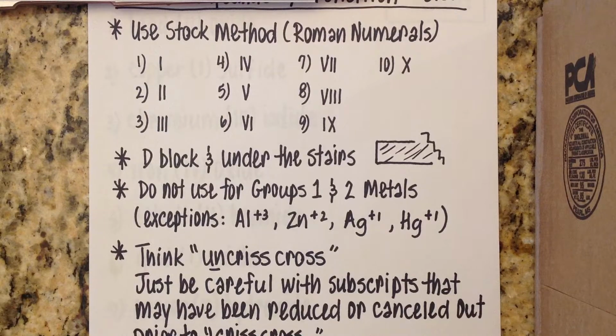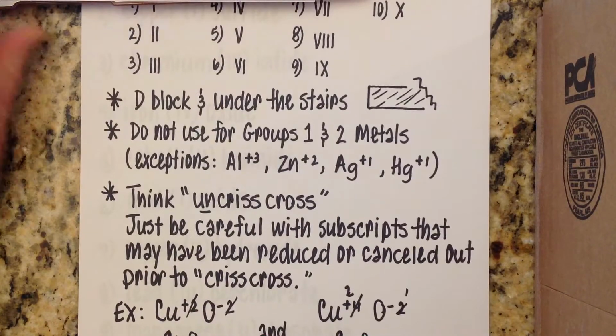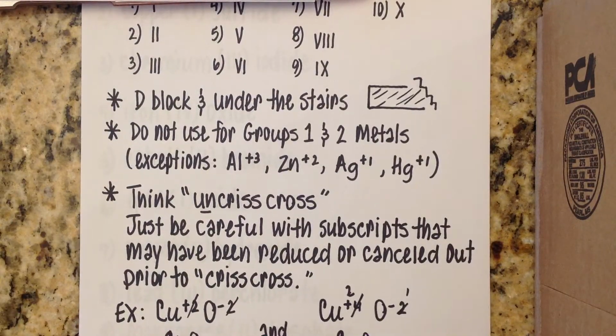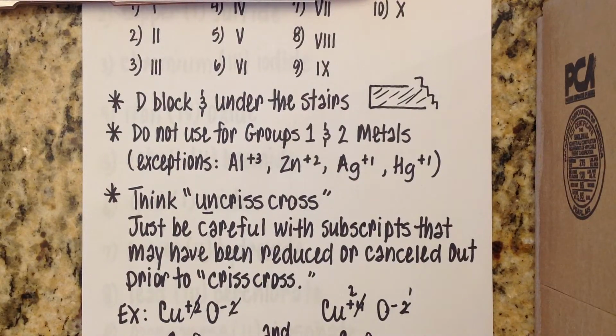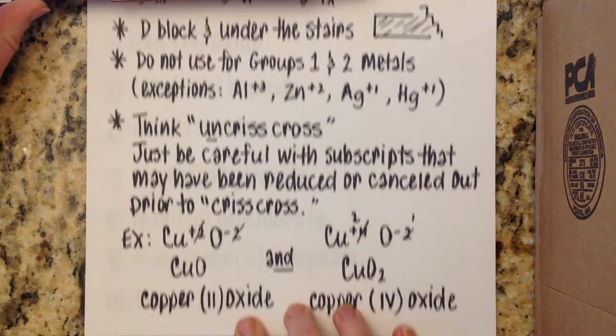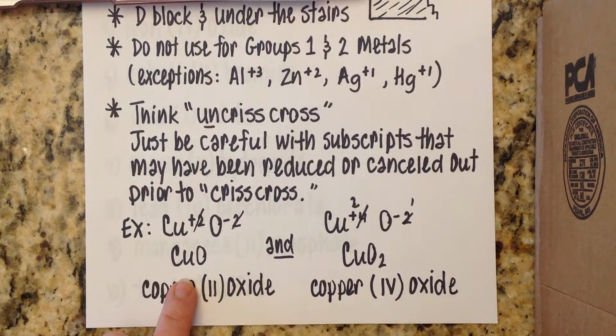So I've made a note here. Just be careful with subscripts that could have possibly been reduced or canceled out prior to the crisscross. For example, this is how we write copper 2 oxide, and you may look at that and say, I don't see a 2, like where's the 2 in there?